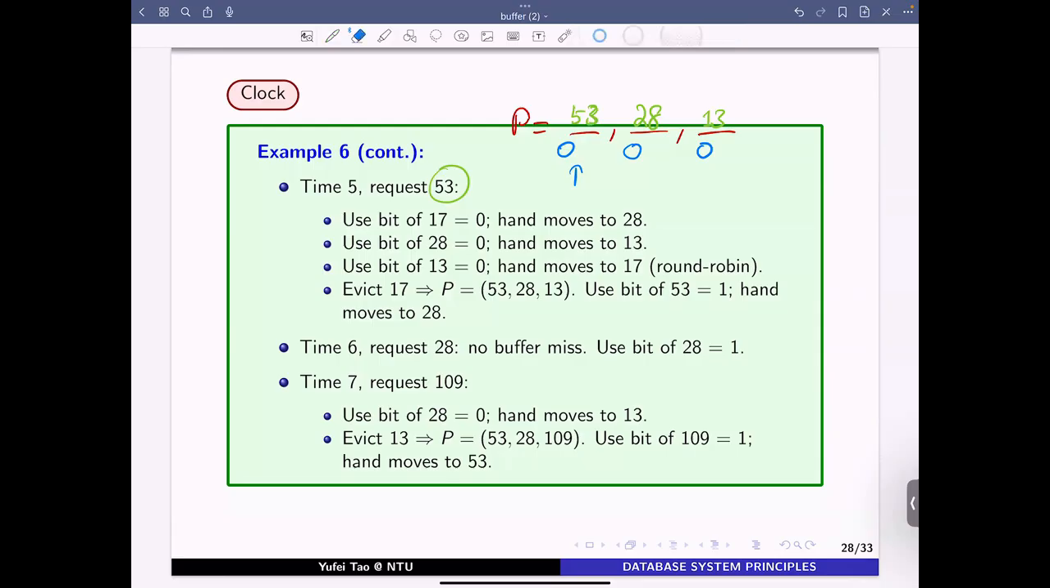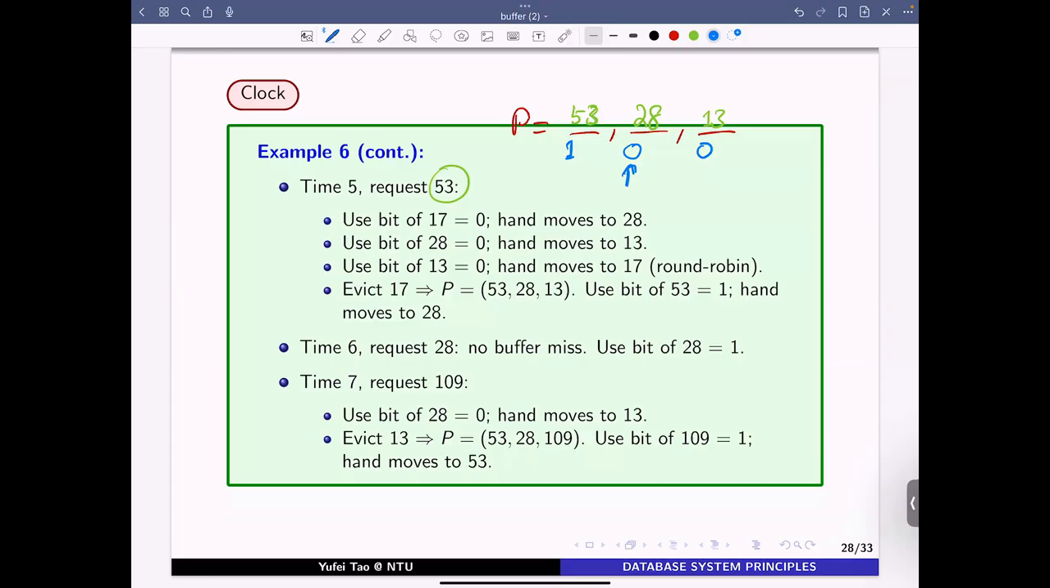So don't forget 53, you have to set the use bit. We just used it. So this is the current buffer pool. Good. Now look at the hand. We just removed 17, so we have to move the hand to the next position.